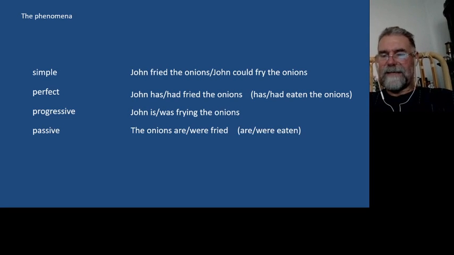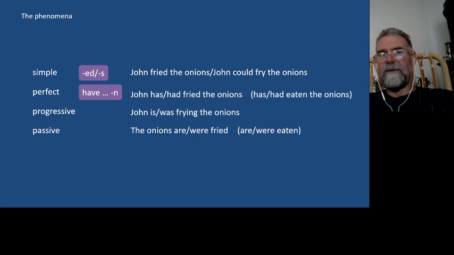Okay, so essentially what we've got then is that with the simple forms, we've just got the tense, either say an ed or an s, and of course that alternates with the modals. But in terms of a bound morpheme, we just get the tense. With the perfect form, in addition to the tense, we have these other two elements. We have the auxiliary have and the perfect morpheme.